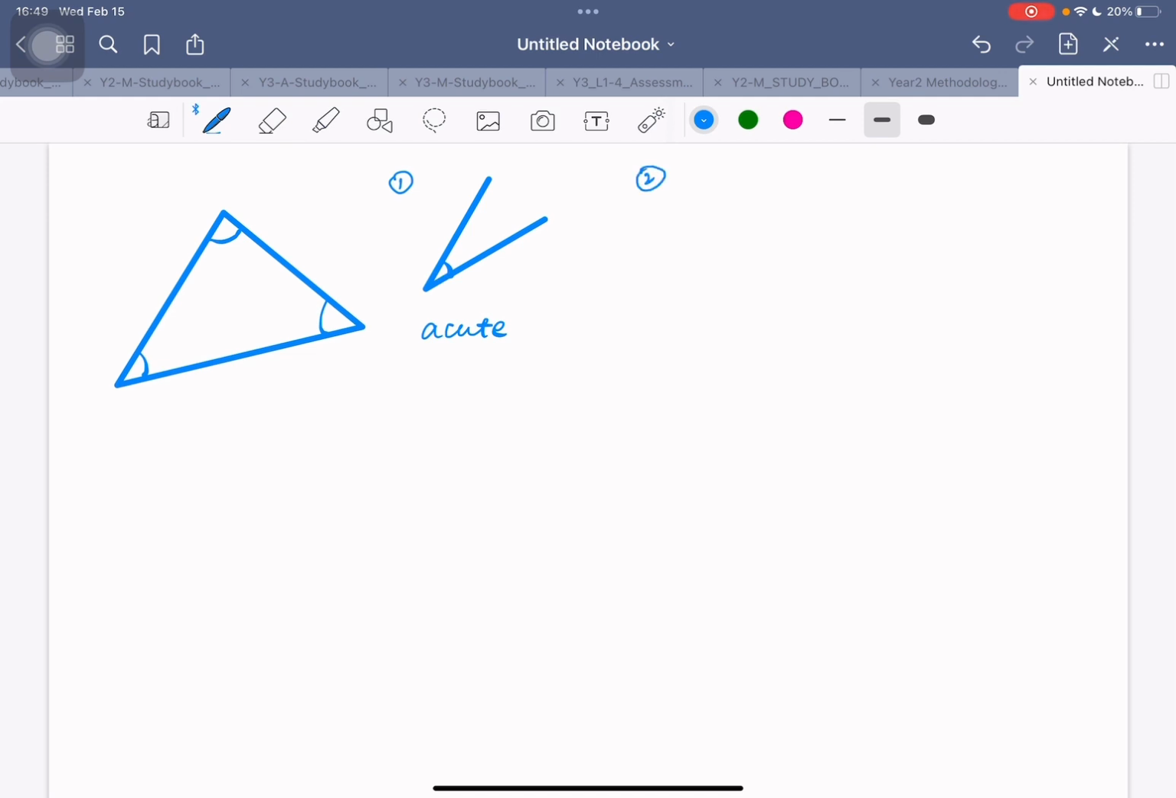And also, we have a very special one. If we have a vertical line and a horizontal line, they meet at a point, and we have a small box at the corner, we can call it a right angle. The third one is an obtuse angle. This is a larger angle, a very large angle. It's called an obtuse angle.